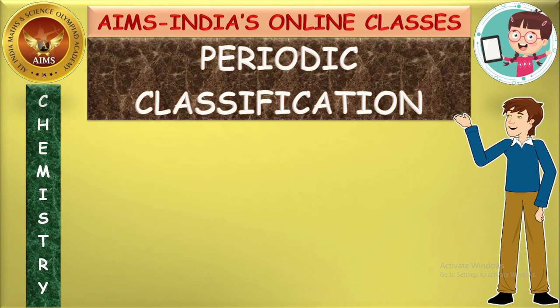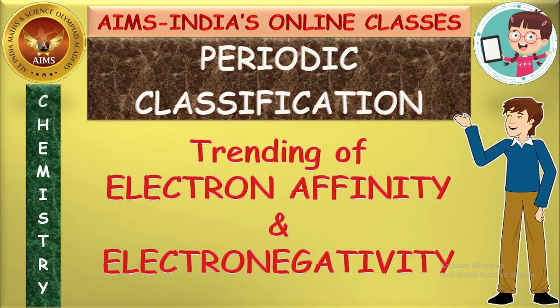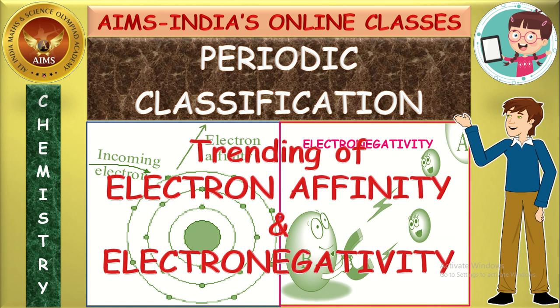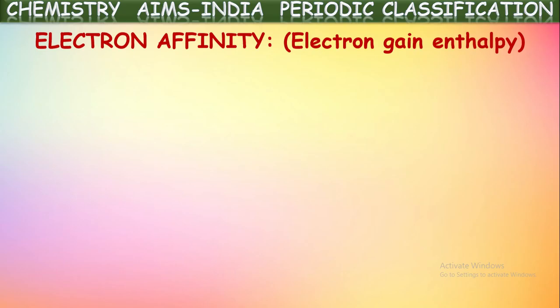Here we are discussing the chapter periodic classification. In this session we are going to talk about the trends of electron affinity and electronegativity of the elements in the modern periodic table. What is electron affinity? How does it vary in a group and period of the modern periodic table, and in the same way about electronegativity also. Okay, first let us see about electron affinity, which is also known as electron gain enthalpy.